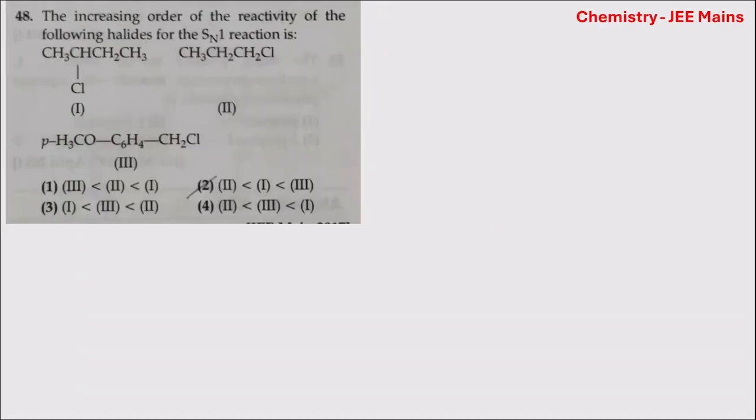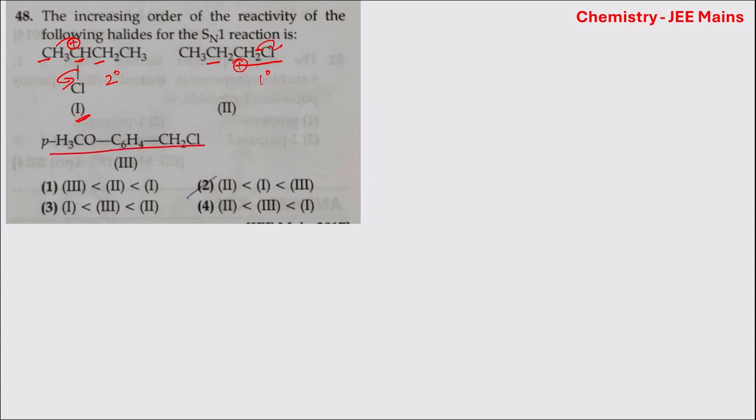The increasing order of the reactivity of the following halides for the SN1 reaction is. Now option 1, this halide, when this carbon-chlorine bond breaks, will give rise to a carbocation, and this carbocation is secondary. Why? Because the carbon which has the positive charge is bonded to two other carbons. This halide, when the carbon-chlorine bond breaks, the carbocation formed is primary. Why is this primary? Because the carbon having the positive charge is bonded to one other carbon.